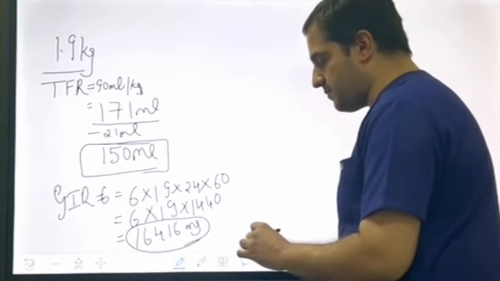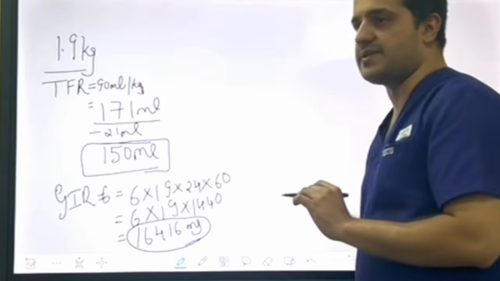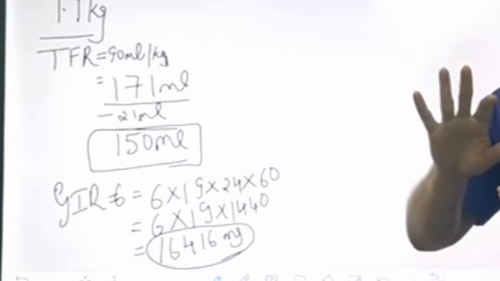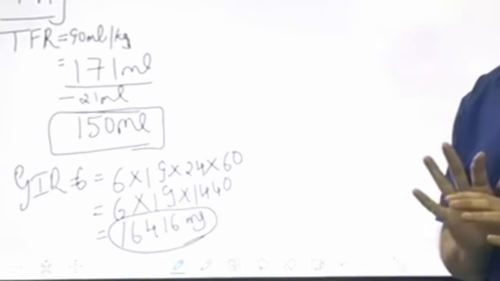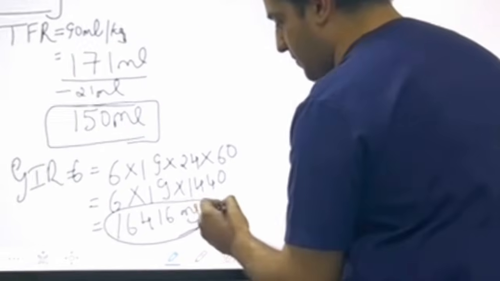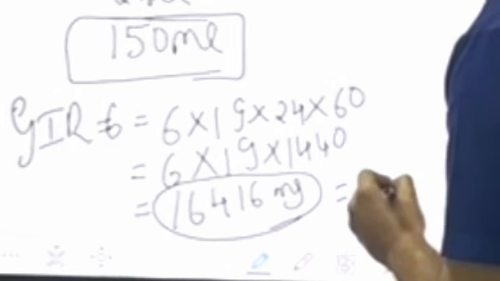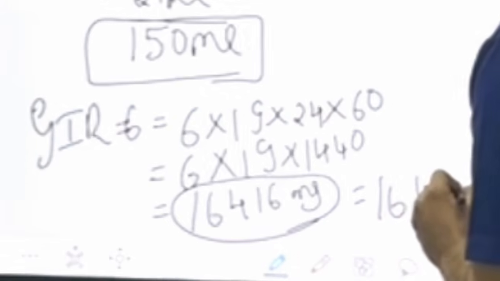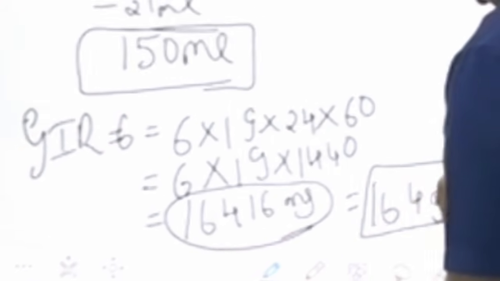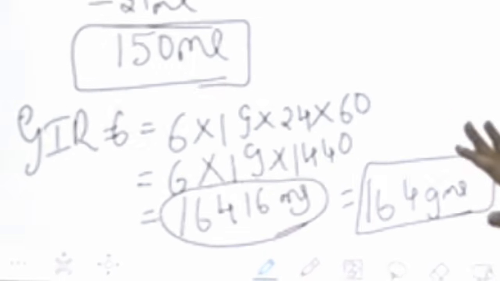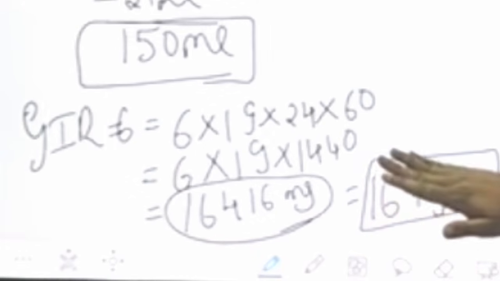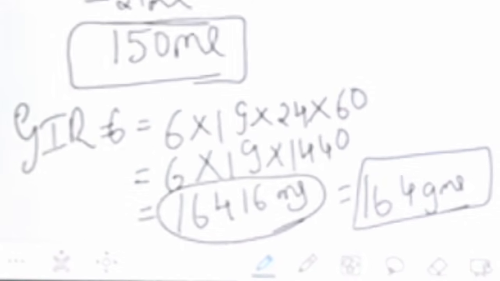You convert it to grams because all our fluids are in dextrose percentage. So 10% dextrose means 10 grams per 100 ml, 25% dextrose means 25 grams per 100 ml. Because our fluid is in grams, here also I would want to convert it into grams. So whatever your value is, you divide it by 1000, so that will be 16.4 grams. Okay, so in the next 24 hours I have to give 16.4 grams of dextrose.